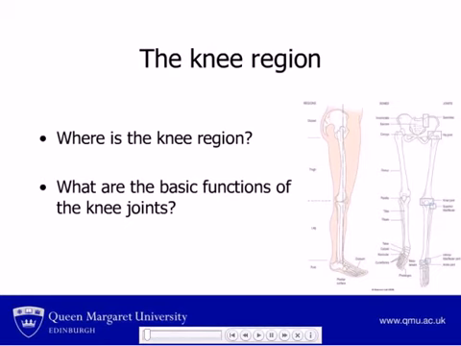Slide 3. The knee region is that part which includes the distal end of the femur, the superior end of the tibia and fibula, and the patella. It also includes the popliteal fossa, which is a hollow area at the posterior aspect of the knee. So, what do you think the main functions of the knee joints are?